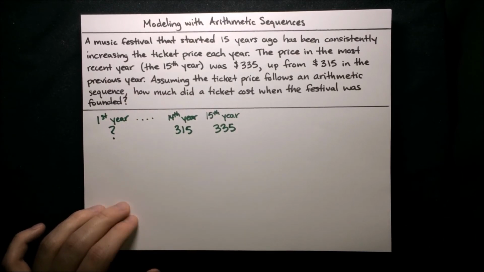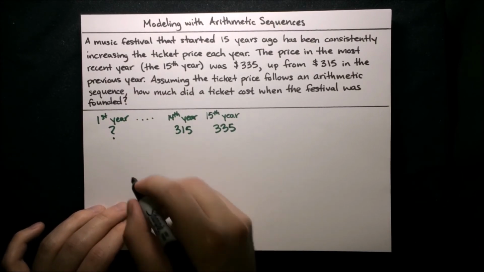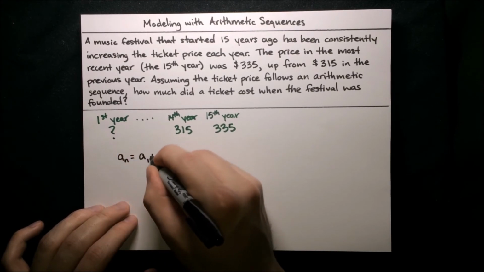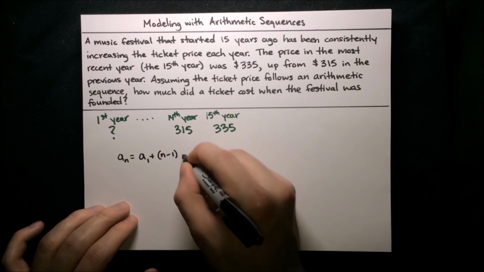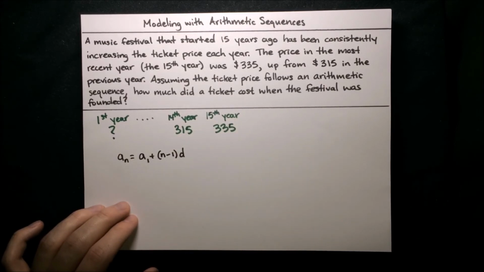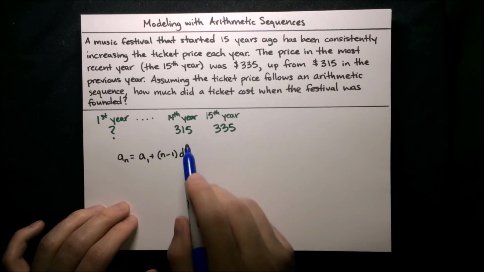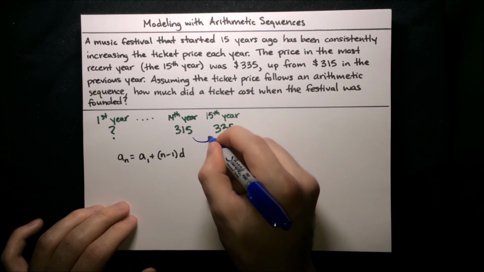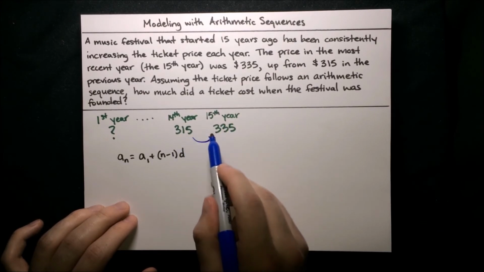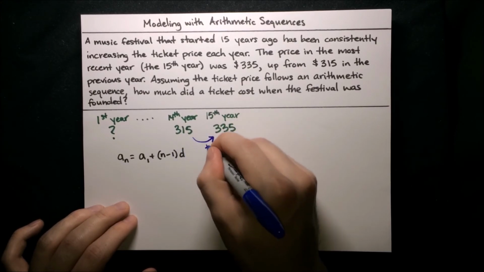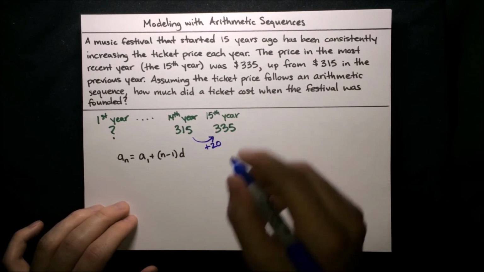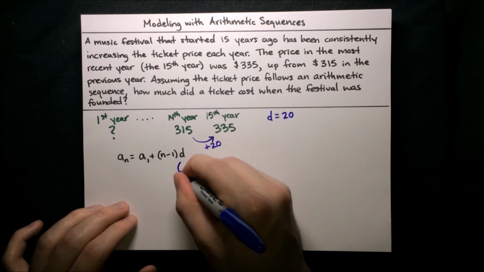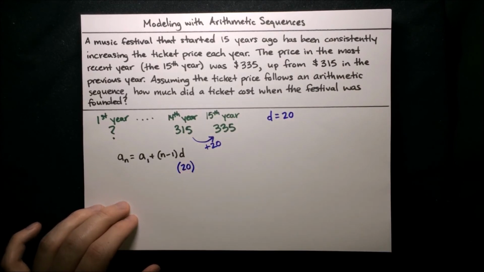We're going to be modeling this as an arithmetic sequence, so let's write down that template. an equals a1 plus n minus 1 times the common difference. Now let's see what we know. So we can find the common difference from this. The common difference is just the difference between terms, and we know that to get from 315 to 335, we're just adding 20. So there we have d, the common difference, is 20, and we can plug that into our template. Is there anything else we know?